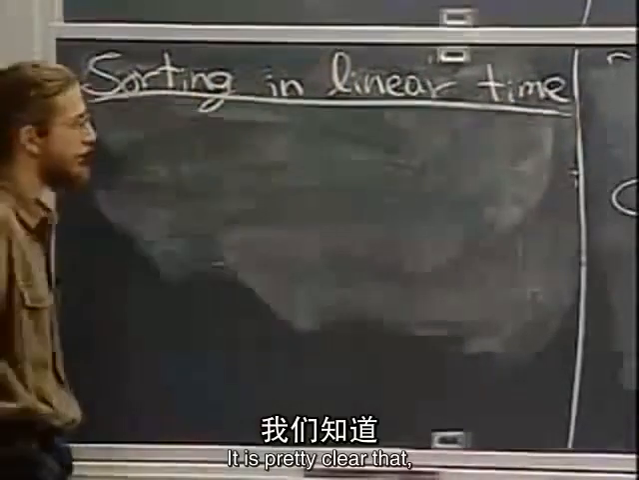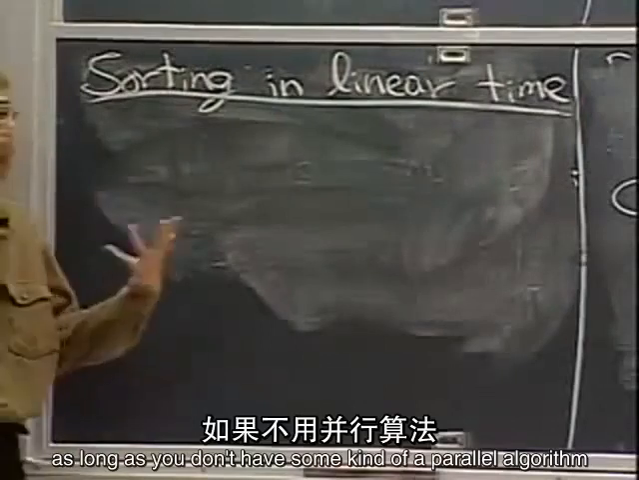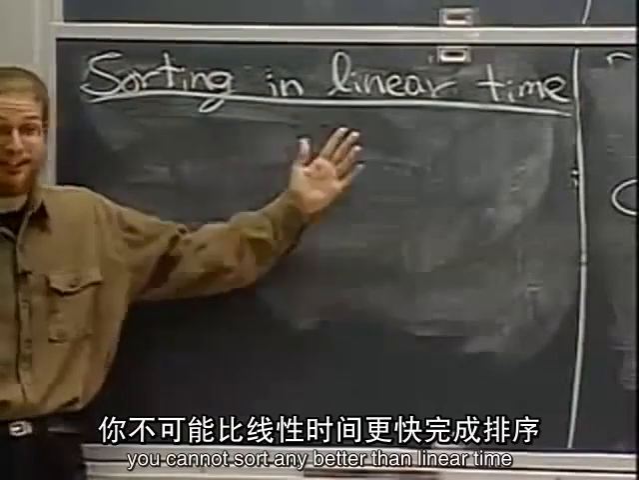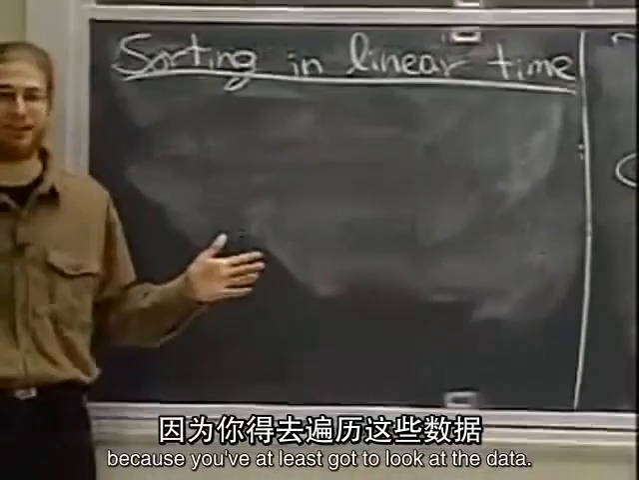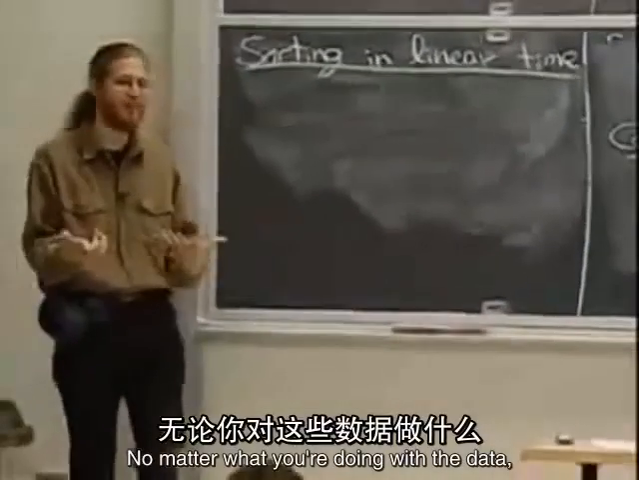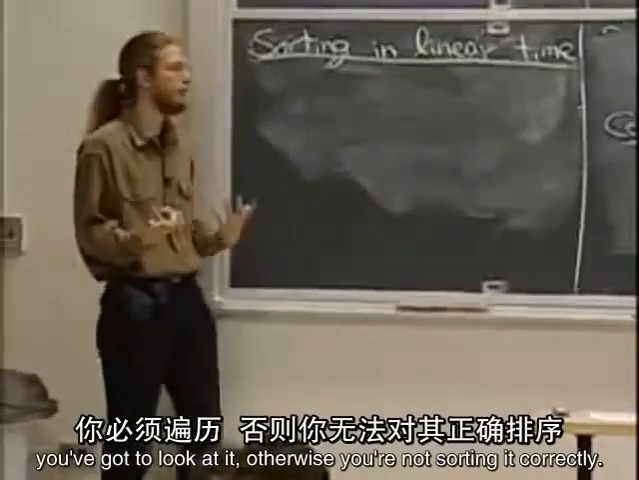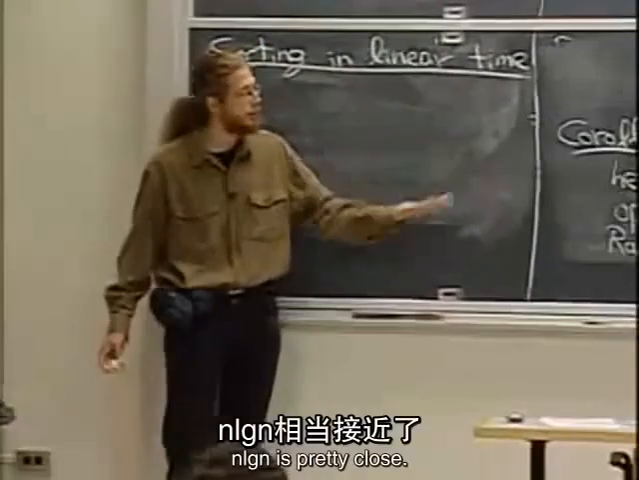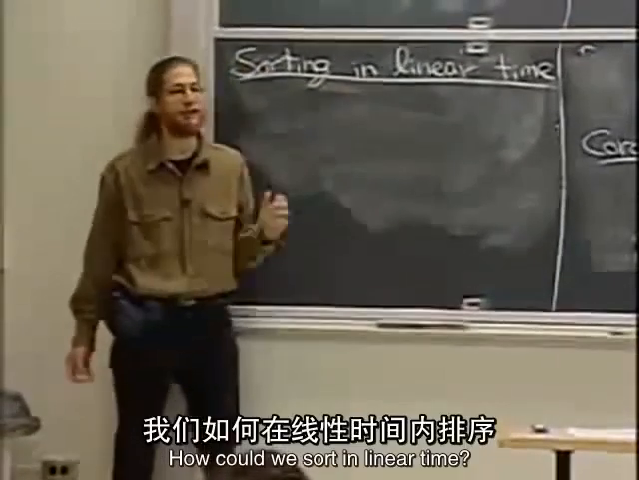Okay, it's pretty clear, as long as you don't have some kind of parallel algorithm or something really fancy, you can't sort any better than linear time, because you've at least got to look at the data. No matter what you're doing with the data, you've got to look at it, otherwise you're not sorting it correctly. So linear time is the best we could hope for. N log n is pretty close. How could we sort in linear time?